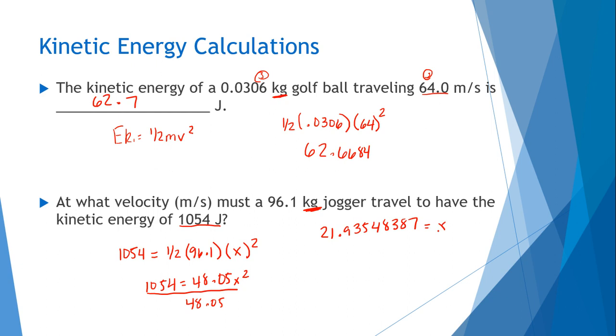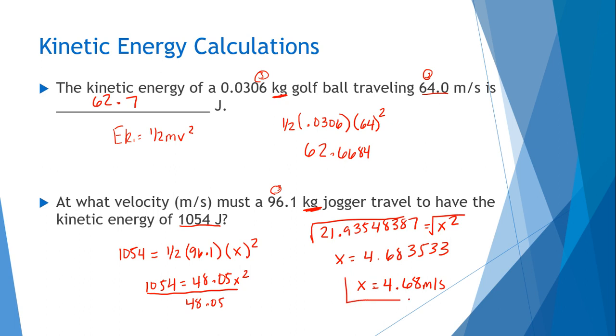21.9354837 equals x squared. In order to get x squared by itself, we're going to square root it. So x is about 4.683533. Here we have 4 sig figs here, but 3 here. So my answer is only going to go to 3 sig figs, 4.68. And here I'm asking for velocity, so meters per second. So in case you're wondering, velocity is just speed plus direction. So it's a type of speed.